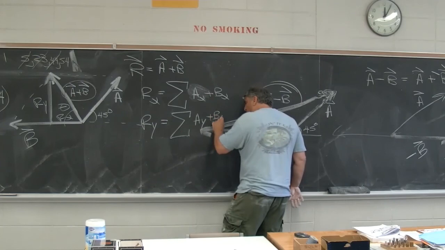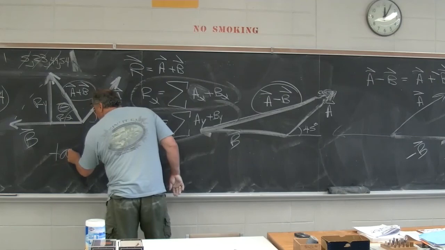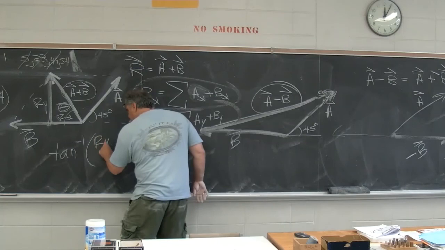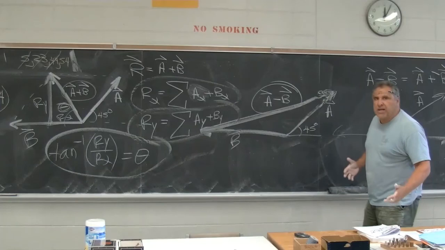Once you got that, to get what theta is, you get the inverse tangent of the rise over the run. You get the inverse tangent of Ry over Rx, and that would be the theta. That's essentially the way you do it. And I got this in pretty excruciating detail in my notes that I'm going to have on Canvas for you.